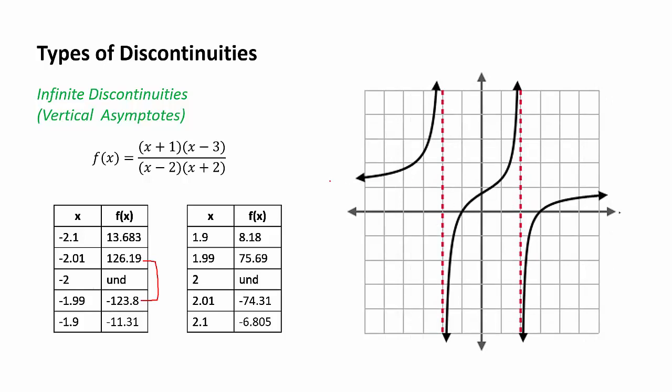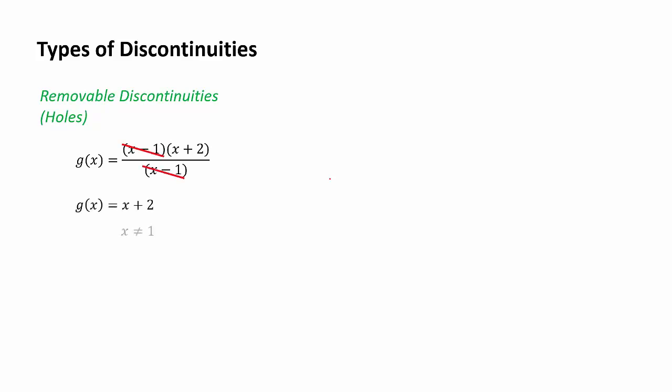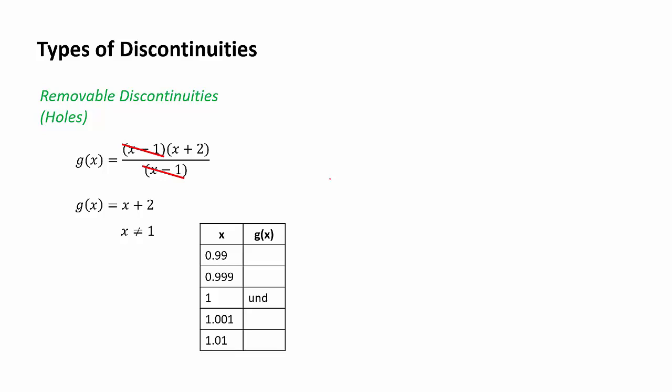All right, let's take a little bit of a deeper look at removable discontinuities, or the holes. So here's that example that we talked about, where we found that there's going to be a hole, right? And the hole is going to be at 1. We even found the y value of the hole was going to be 3, right? Now take a look at this. I'm going to do the exact same thing. I went a little bit to the left of 1 and a little bit to the right of 1.